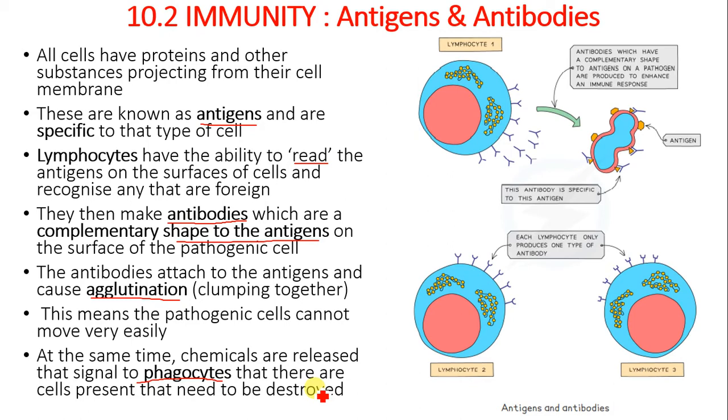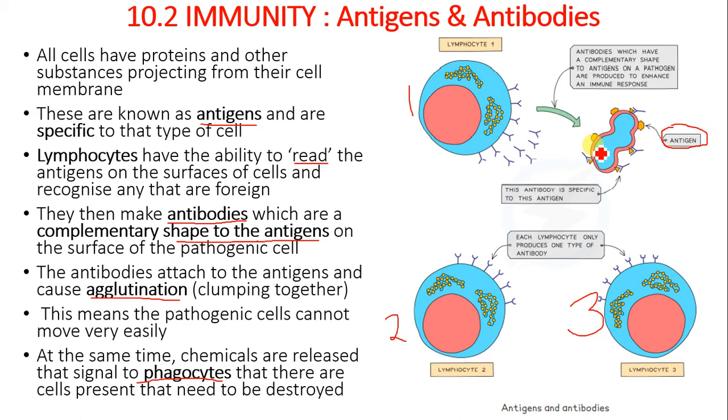Now, as an example, let's look at this diagram. Let me try and explain this whole content with it. You see, these are lymphocytes. So we have lymphocyte 1, lymphocyte 2, and lymphocyte 3. Now, this is a pathogen, and on the surface of pathogens there are antigens. Lymphocytes have the ability to recognize the antigen that is found on the surface of a cell. This is the antigen here on the surface of a cell.